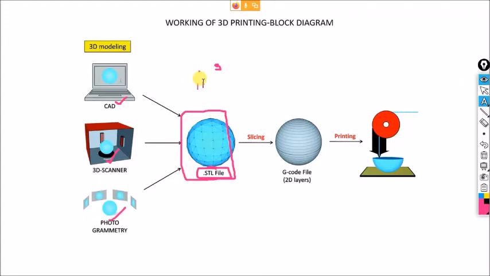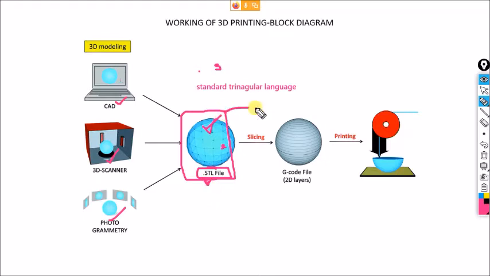STL represents standard triangular language. So what is the standard triangular language? Whatever 3D model or product you have designed, you need to convert into a finite part where we can see what the dimensions are. This can be done with the help of standard triangular language, STL.